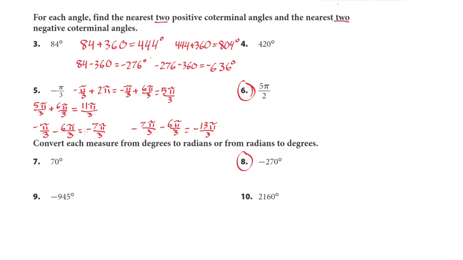So that's it for this section. Let's move on to number 7. So pause and try that. Well, I guess we need to know what we're doing, right? We're taking each measurement in either degrees or radians, and we're going to convert it into the other one.